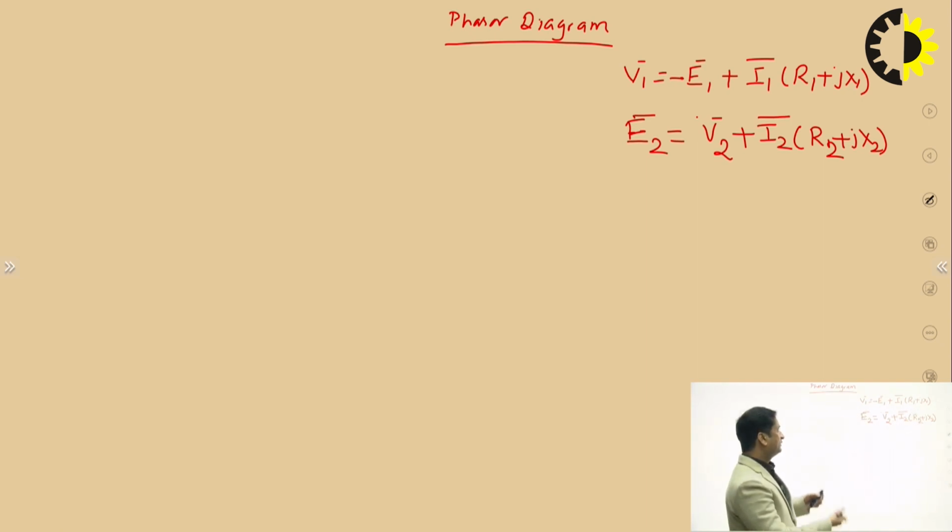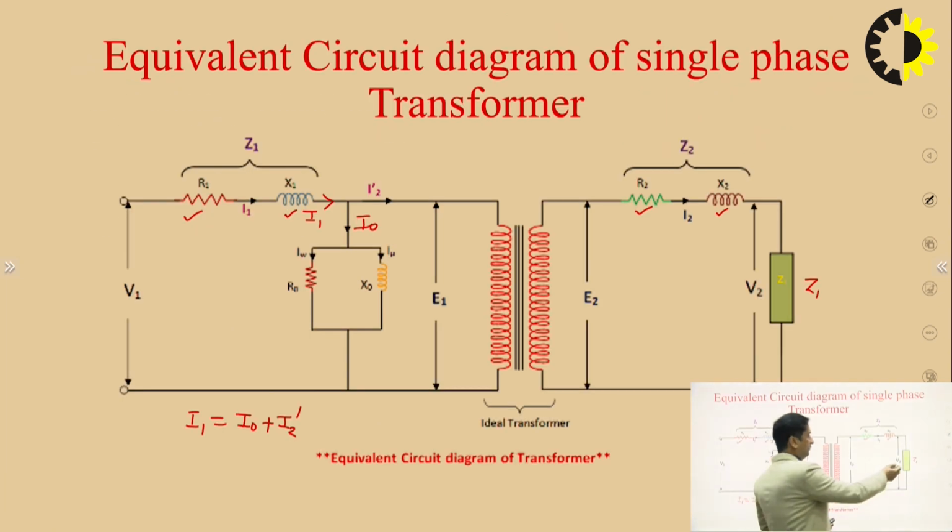So unless you understand this equation, it is very difficult for us to draw the phasor diagram. So first we need to understand these two, the primary side and the secondary side equation of the transformer.